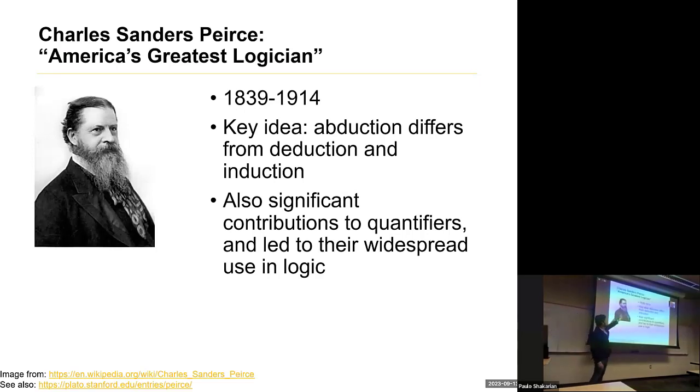America's greatest logician, according to Bertrand Russell, Charles Sanders Peirce, is the guy who came up with this idea. And the key thing he noticed is that this is a different form of inference, and we'll get into why. He's also known for significant contributions, particularly to quantifiers. He came up with, very early on, some of the ways we think of quantification in logic today.